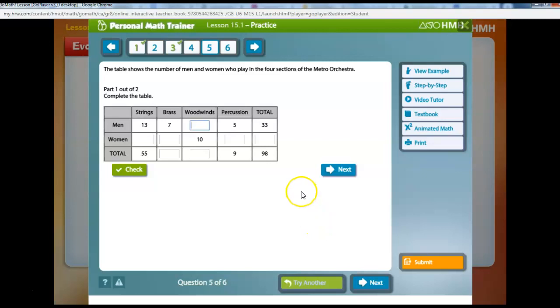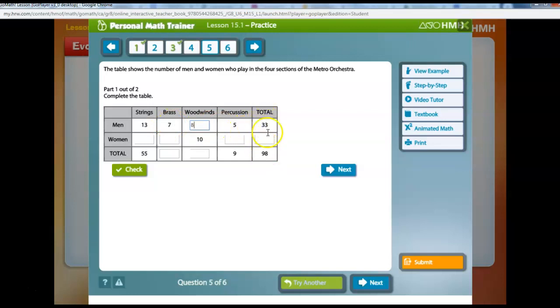It says this table shows the number of men and women who play in the 4 sections of the Metro Orchestra. Complete the table. Right here it says this is the total, so to find the total I just add these 4 numbers. It should give me 33. 13 plus 7 is 20, and this is 25. 25 plus what gives me 33? 25 plus 8. Let me double check: 8 plus 5 is 13, plus 13 is 26, plus 7, yep, 33.